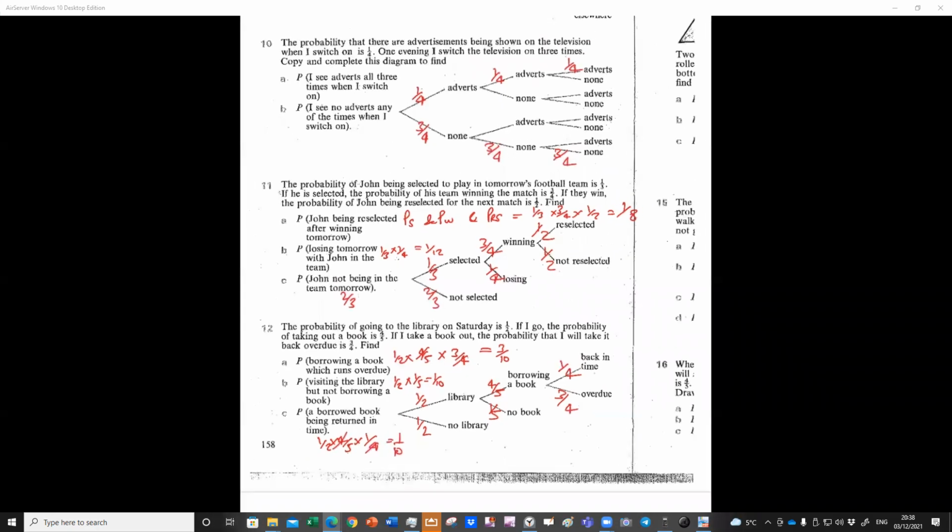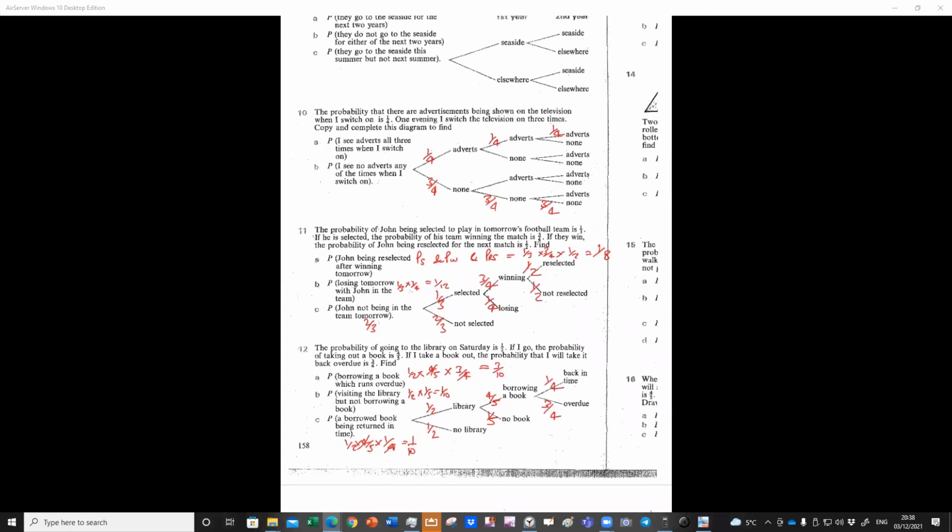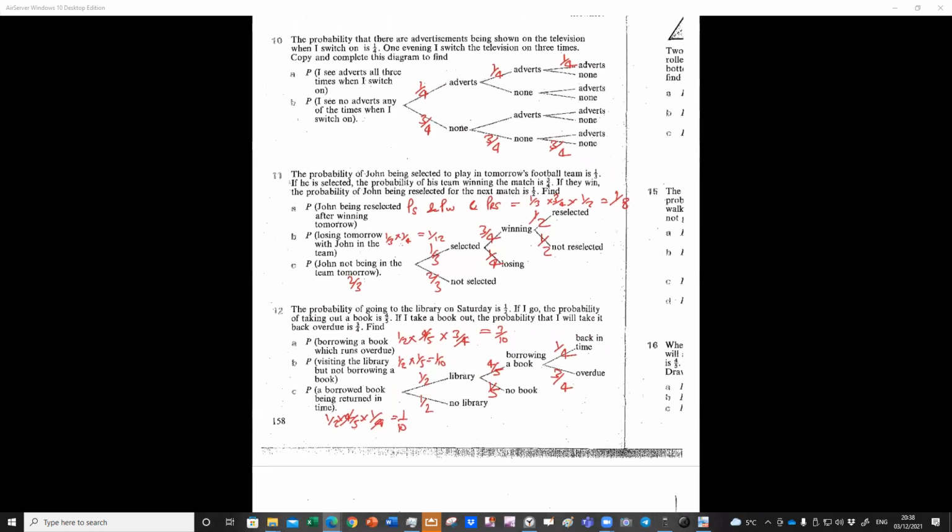So I got them all right. Okay, Arwa, how are you doing with the questions? I got them all right. Okay, can you give me your answers for question 10A, please? The top one. I got 1 out of 64 for A. Correct. And what do you get for B? 21 out of 64.